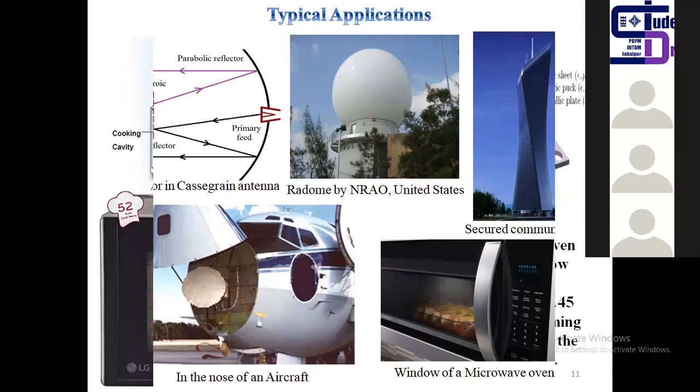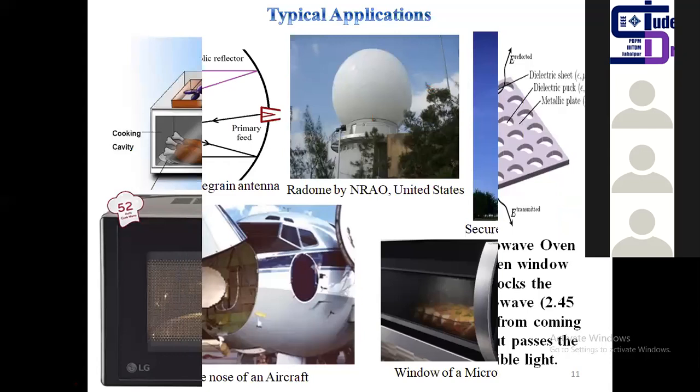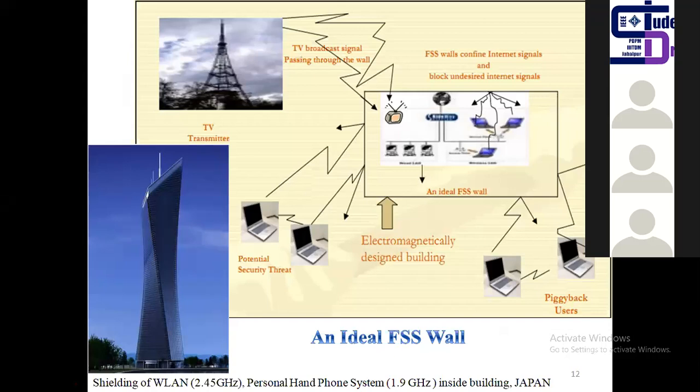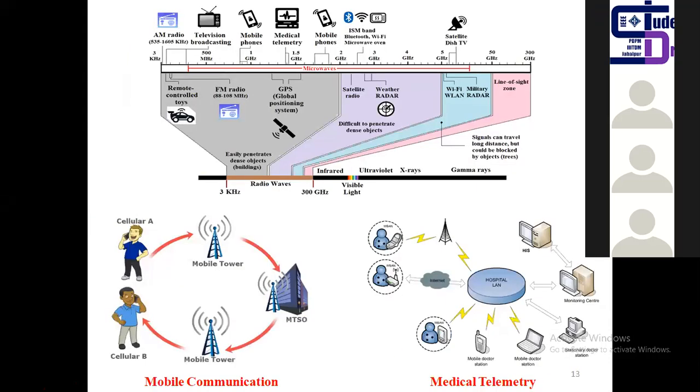Then there can be applications to stop interference. The application part can be divided into two parts: one is filtering and another is metering. Filtering is basically, as I told you, if there is some mobile phone tower and the signals are reaching everywhere, because that signal is passing through wireless communication, the signal can go everywhere.